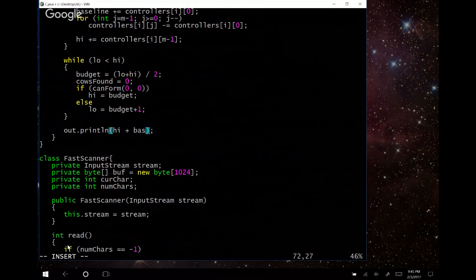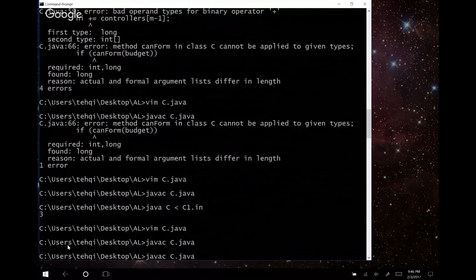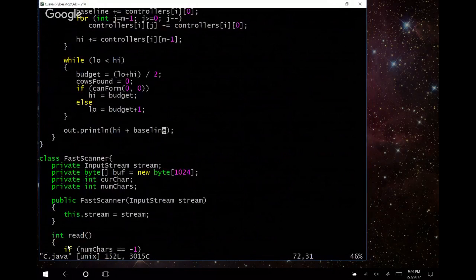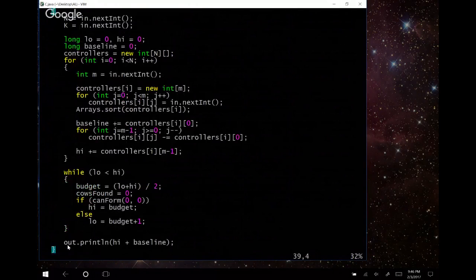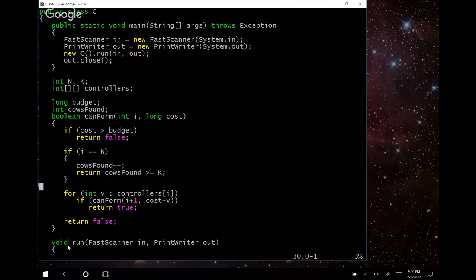In terms of the problem, if I add my baseline, I'll get how expensive the cow is in actuality. The most expensive cow is, I guess I have it, cost seven. Yeah, I believe that's right. So here K is 10. If you were to trace out the K cheapest cows that you can form, the Kth one is going to be cost seven. So that's the first part of the problem: I need to find that most expensive cow.